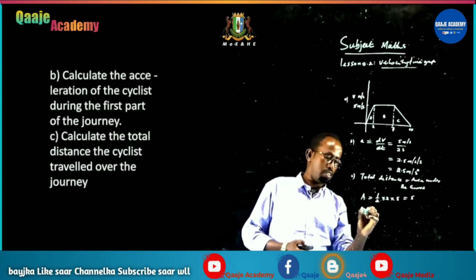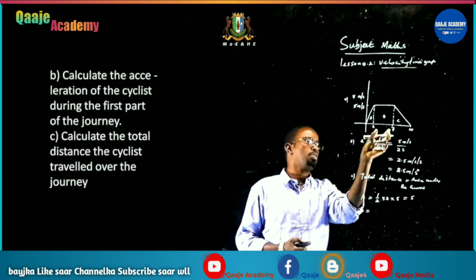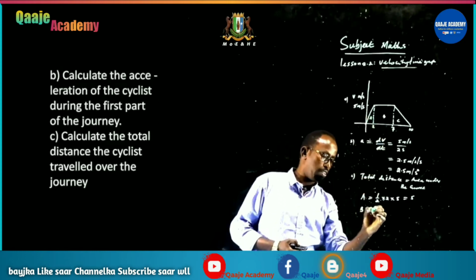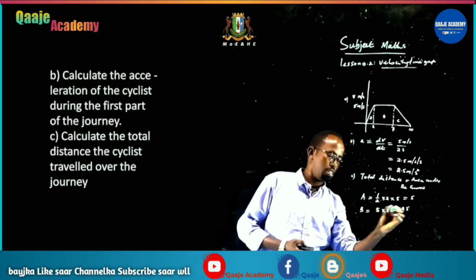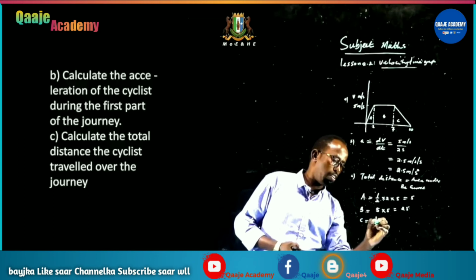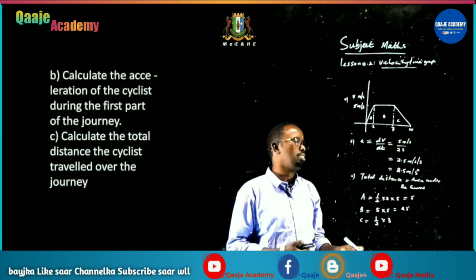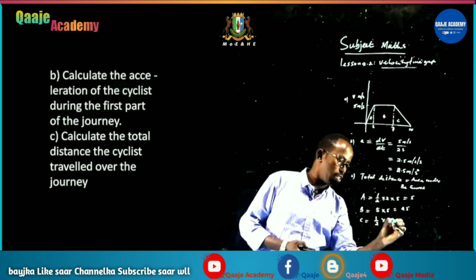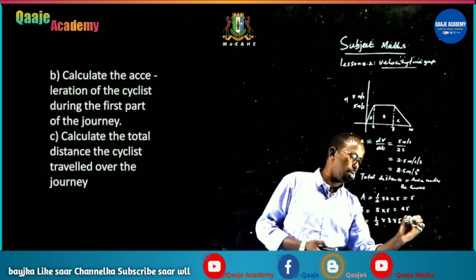B, if you subtract these 2 points, you get 5, and then multiplied by 5. That will be 5 multiplied by 5. You get 25. And then C will be this triangle. So that will be a half base, which is 3, because 10 minus 7 is 3. And then multiplied by the height, which is 5. This is 1.5 multiplied by 5, you get 7.5.